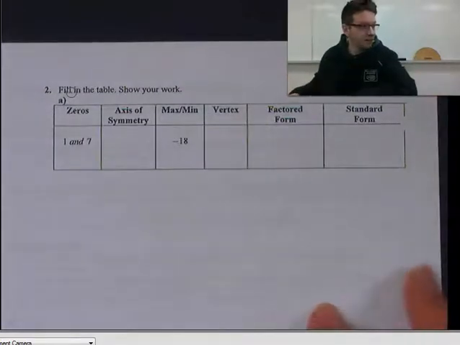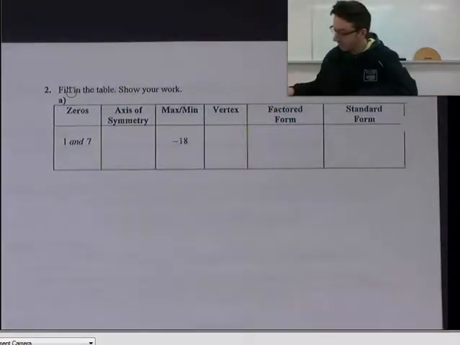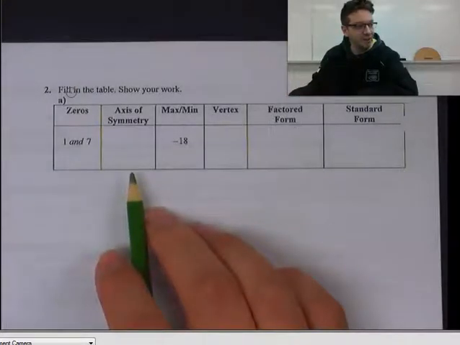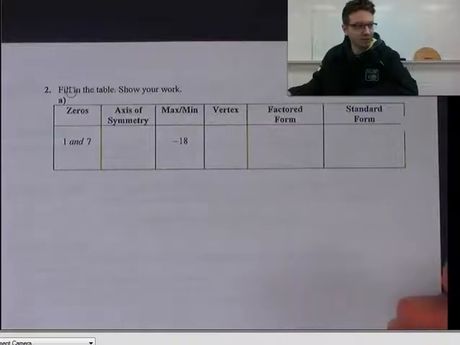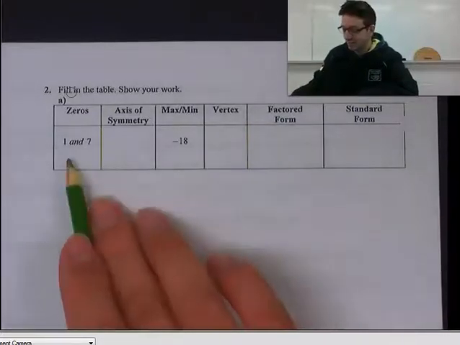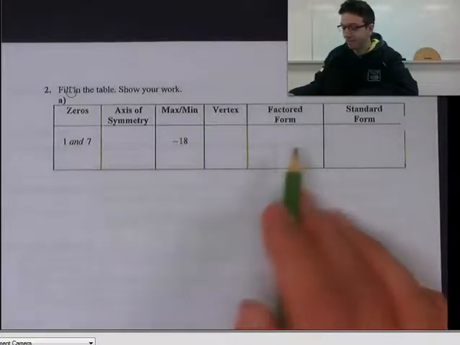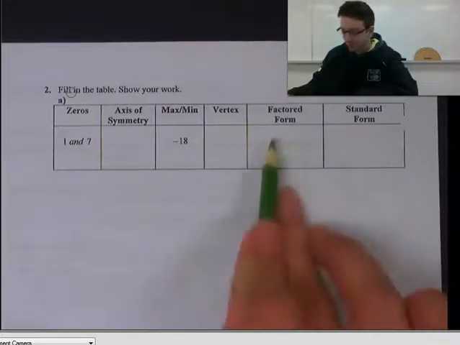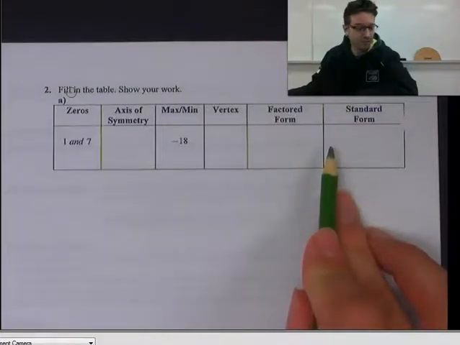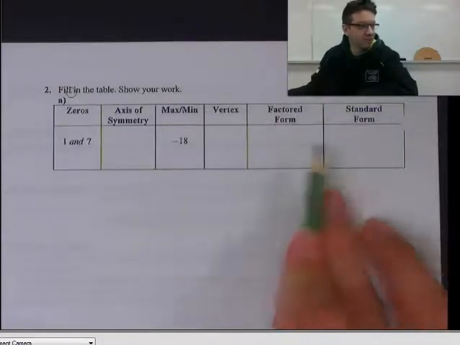Okay, so on the back, we're doing the same type of thing as on the front of the page, but on the back, we're doing it in a different order. So before, it gave us the equation and asked us to find the zeros, the axis of symmetry, the vertex, and so on. But now we don't have an equation. We don't have one in factored form, we don't have one in standard form. But we need to find them.